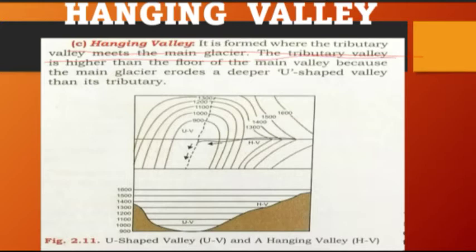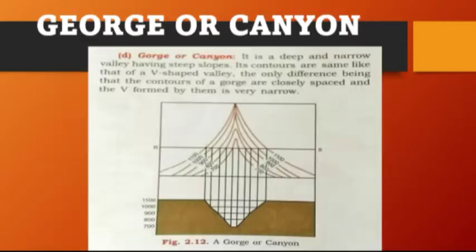The tributary valley is higher than the floor of the main valley because the main glacier erodes a deeper U-shaped valley than its tributary. It can be asked as a grave reason. Why is the tributary valley higher than the floor of the main valley? Because the main glacier erodes a deeper U-shaped valley than its tributary. This is the answer.